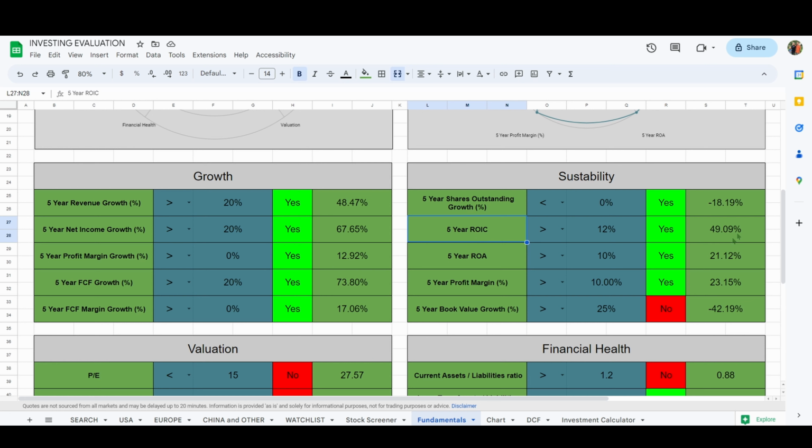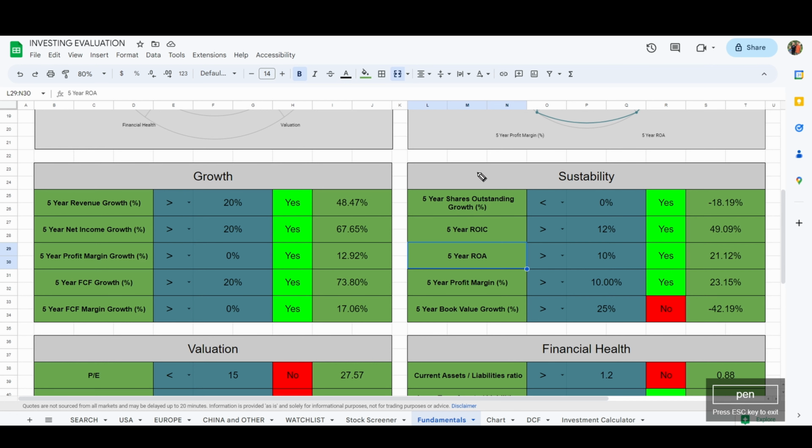The 5-year ROIC, which you can see is very great with Apple, is over 20%. The 5-year return on assets, which is over 10%, is also a very important metric. The return on assets tells us that the company has a bunch of assets, right? It basically tells us how much they make percentage-wise of their assets, considering net income.